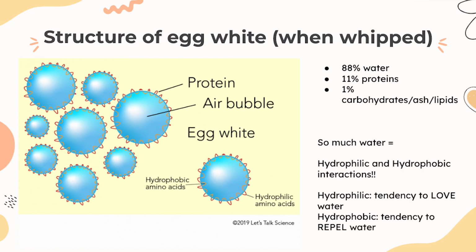When we look at the structure of an egg white, we see that it's mainly water. This is important because there are hydrophilic and hydrophobic interactions. Hydrophilic means the tendency to love water, whereas hydrophobic means the tendency to repel water. In the diagram shown, we see that the hydrophobic parts of the protein are attached to the air bubble where there isn't any water. But the hydrophilic parts of the protein, which like water, are pointed towards the outside, and those connect to other egg white molecules or more water.